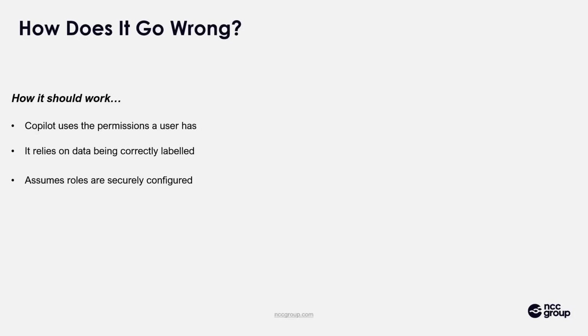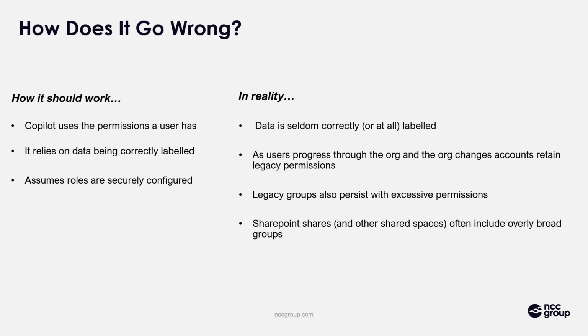Well, as we discussed, this is how it's supposed to work, but reality, sadly, is not quite like that. In reality, data is messy and legacy and very rarely correctly labeled or labeled at all. Users progress through organizations and pick up lots of extra permissions and groups and legacy permissions that they no longer need for the role that they're performing. And legacy groups persist within the organization, and SharePoint shares and other spaces are often overly broad in the groups that they include.